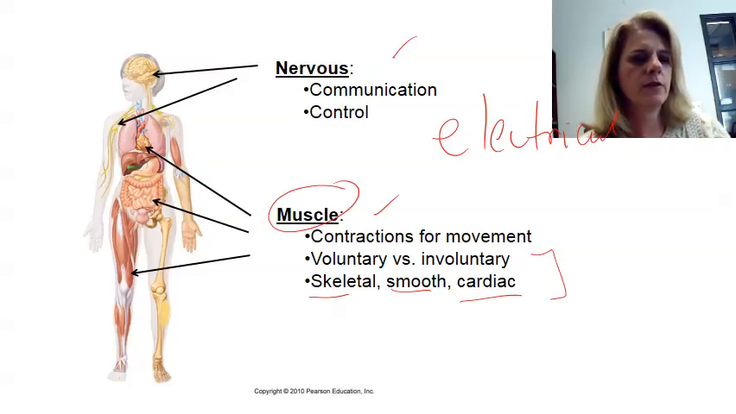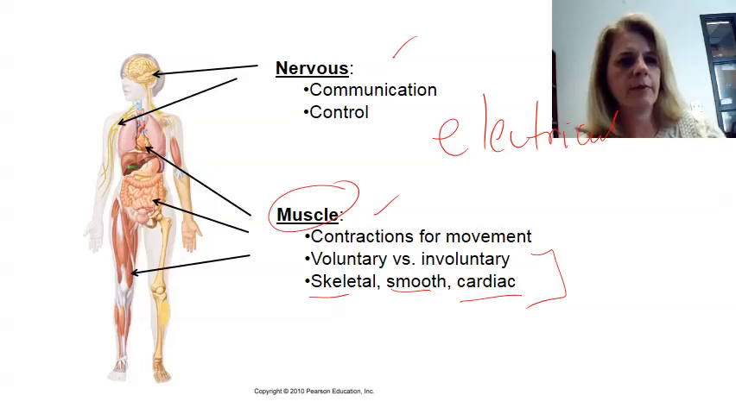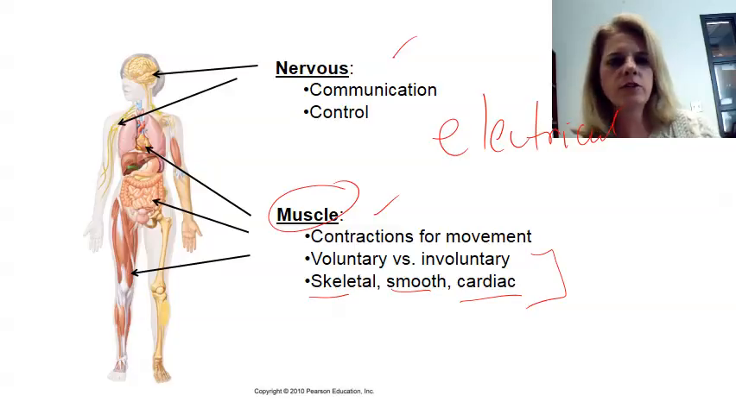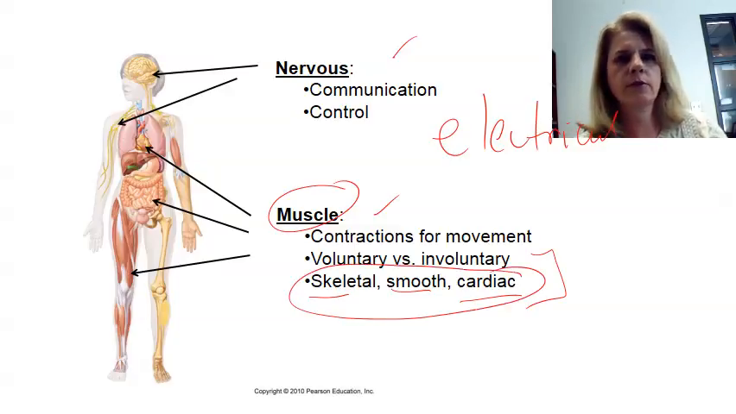These types of muscle can also be voluntary or involuntary, and I'm not going to tell you which one is which yet. I want you to think about it. We'll talk about it in another video, but just think about which one of these three types of muscle do you think is voluntary before I actually tell you. I want you to think about it.